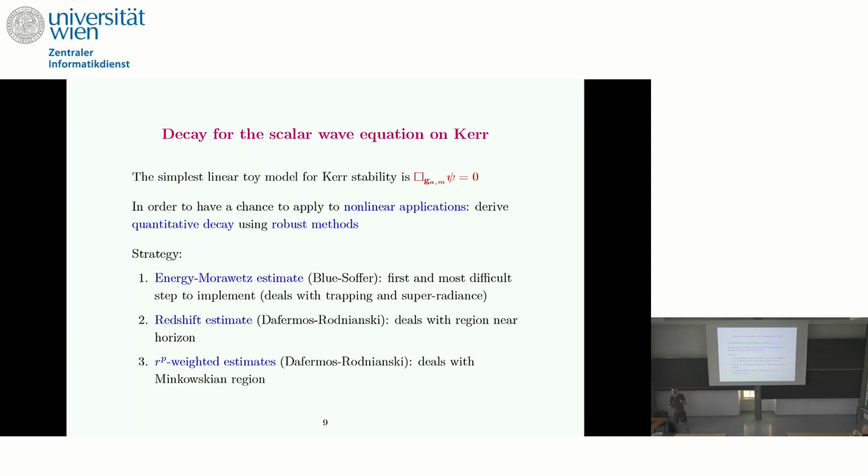So you want to transfer it to pointwise decay with the decay that you expect. And you can derive this pointwise decay by the r^p-weighted method of the famous Dafermos and Rodnianski, which first of all happens only in the Minkowskian region. It allows you to first derive weighted estimates in r and then to transfer the decay in r into decay in t to get your correct pointwise decay. Okay, so let's say this was the two-slide summary of how to treat the linear wave equation in Kerr.